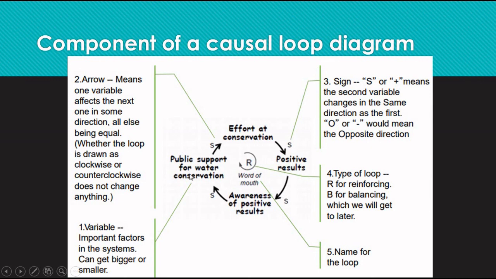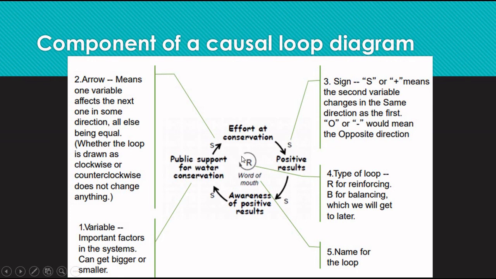In this slide, we'll see the different parts of this causal loop diagram. Number 1 is the variable, which are the words written, these 4 particular variables. And number 2 is the arrows. The arrows represent the effect of one variable on another variable. And this arrow also has a sign. It could be positive or S, or negative or O.